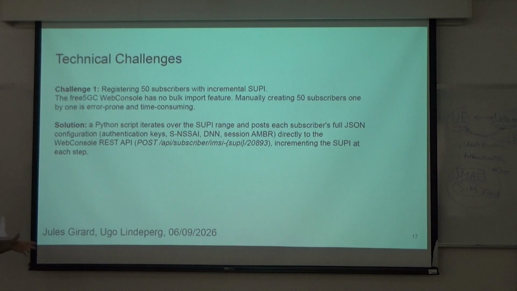So we got some problems, some challenges. We got 4. The first one was with the registration, because with free5GC, when you want to make a new subscriber, you need to use the web console. But the problem is that making a new subscriber is very, very long. For 50 subscribers, it's really, really long. So we made a script with Python that creates all of the subscribers and sets up all the needed automation.